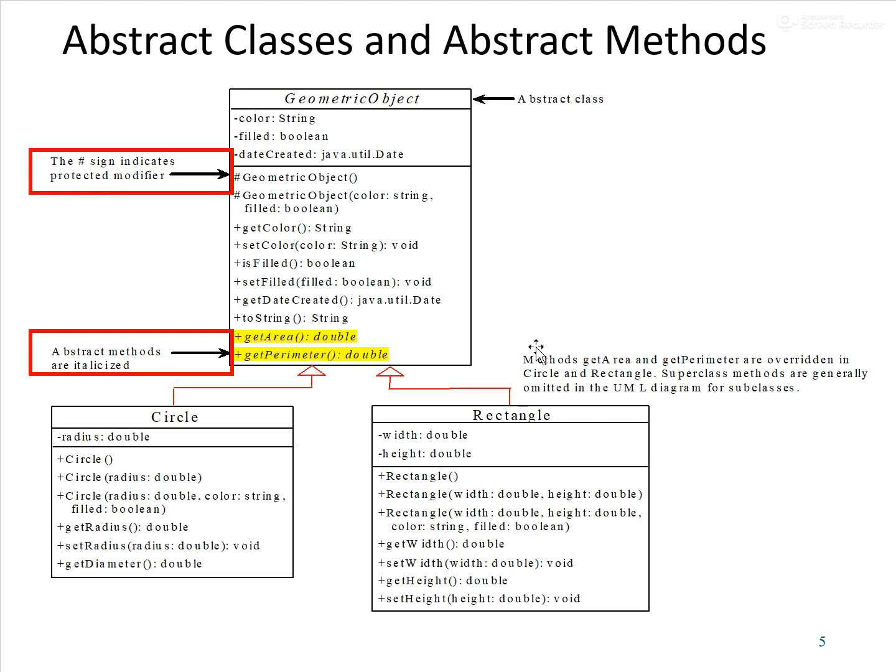Another thing that's new in this UML class diagram is these two methods. Take a look and probably understand what it is that I'm trying to show you here. The get area and get perimeter methods are in a slightly right-leaning italic font. This again means that these two methods are abstract. So classes can be abstract, like the geometric object class, and methods can be abstract, like the get area and get perimeter methods.